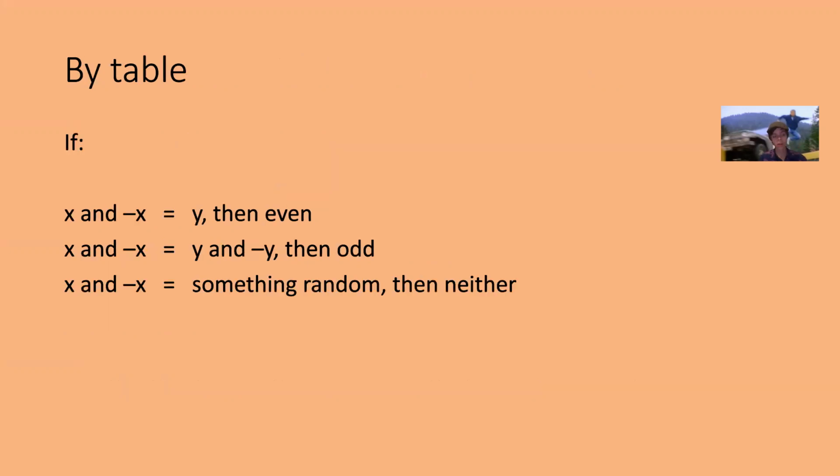By a table, if you see an x value, and when that value is negative, if the y is the same for both of those, then it's an even function. If you have an x value and also its negative, and the y value for the positive is positive, and the y value for the negative x is negative, then it's odd. Once again, this will make more sense when you look at it. And if it's just something random, then it's neither.